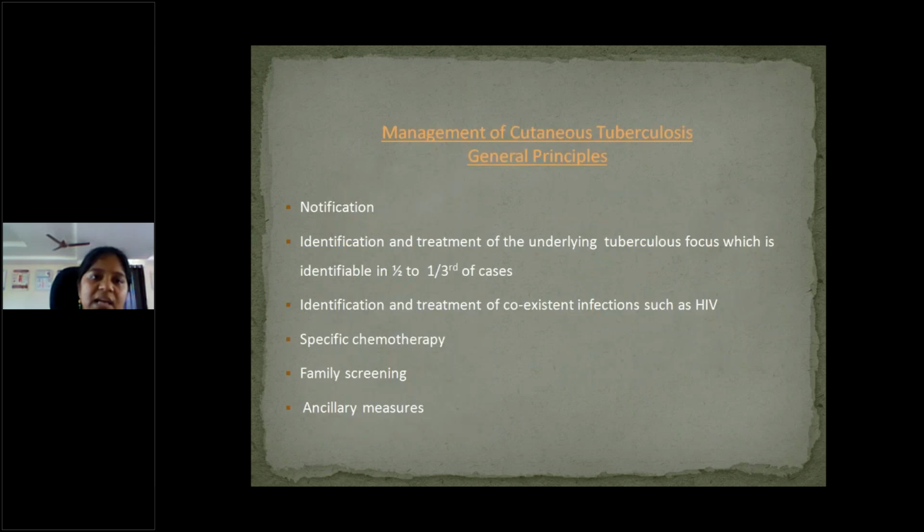So these are the various types based on immunity. And coming to management of cutaneous tuberculosis, first you should know this disease is to be notified, and then identification and treatment of the underlying tuberculosis focus, which is identifiable in almost all the cases, should be done. Identifying and treating coexisting infections such as HIV, because this is an immunocompromising disease. And then specific chemotherapy, family screening also should be done, and other measures to be taken.